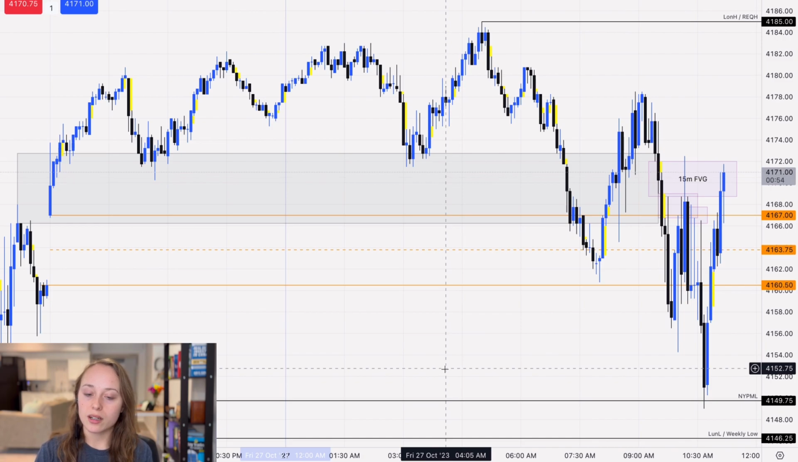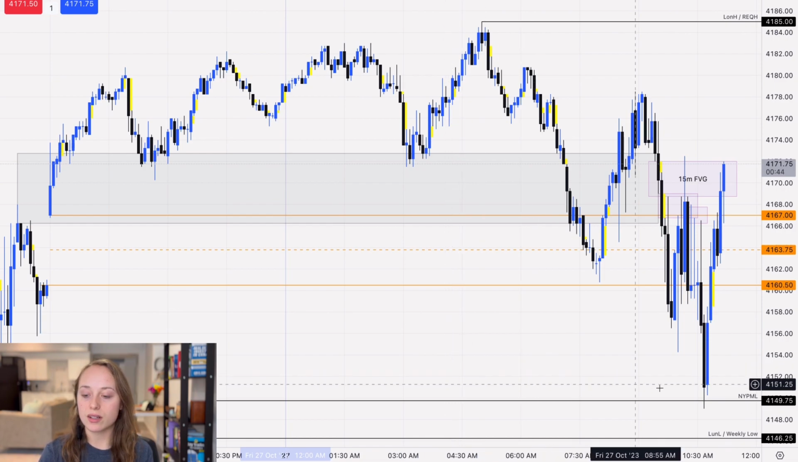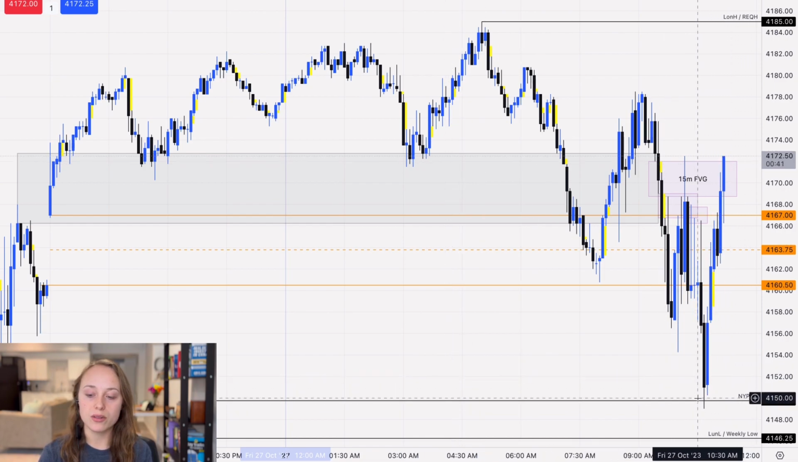Again, our objective was the weekly low, make a new low on Friday, and then of course the sell side liquidity on the daily time frame. However, we did eventually trade down into these New York PM session lows right here, which is nice to see. And then now we have this run higher.